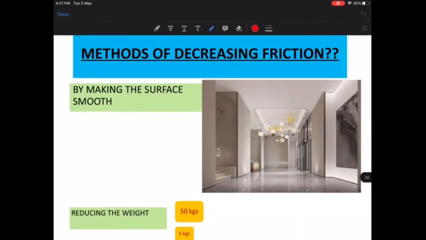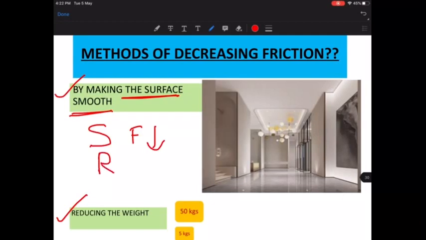So another point is you can reduce the weight. If you reduce the weight, it will reduce the friction. Fourth point can be by making the surface smooth. In the case of increasing friction, we increased the roughness of the surface. Now, to reduce the friction, you will make the surface very shiny, very smooth. Because the smoother the surface, the friction is going to be less. I told you, the rougher the surface, the friction is going to be more.